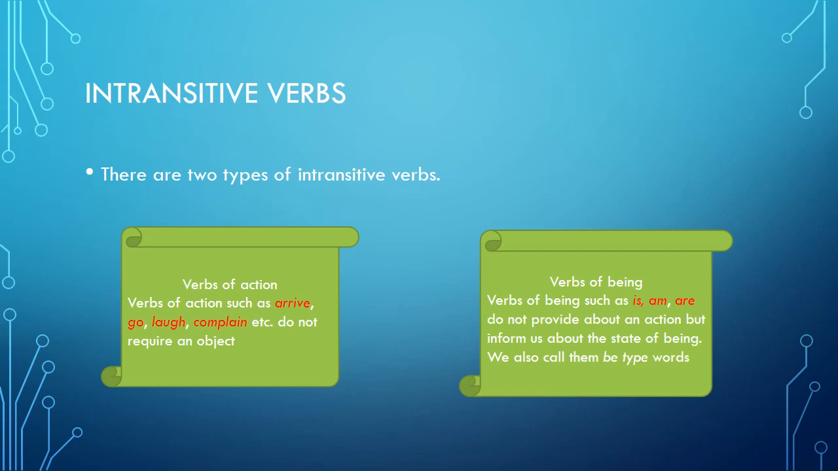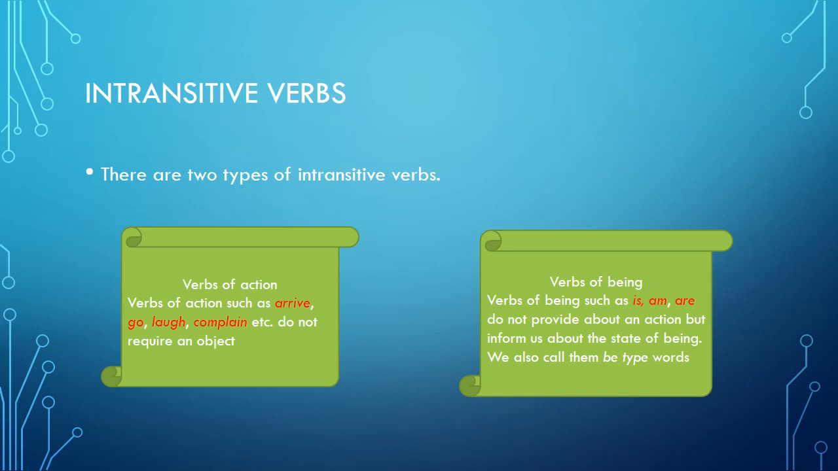That's why they are called transitive verbs, which require objects to complete the meaning. Now, intransitive verbs. They are of two types, verbs of action and verbs of being. Verbs of action like laugh, go, complain, arrive. All these do not require objects to complete their meaning, and are therefore called intransitive verbs.